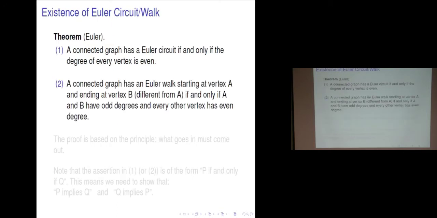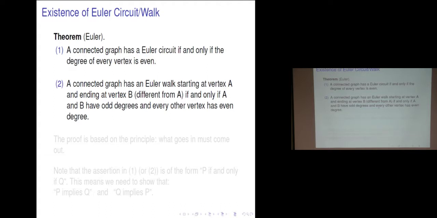Okay. And how about not a circuit, but just an open Euler walk? So a connected graph has an Euler walk starting at vertex A and ending at vertex B, B is not A, otherwise it's a circuit, if and only if, again this logical phrase, if and only if A and B have odd degrees, and every other vertex has even degree. So these are the only two exceptions. The starting point and end point are the only two exceptions. So in this case, you can draw a line. You can have a walk traveling each edge exactly once.